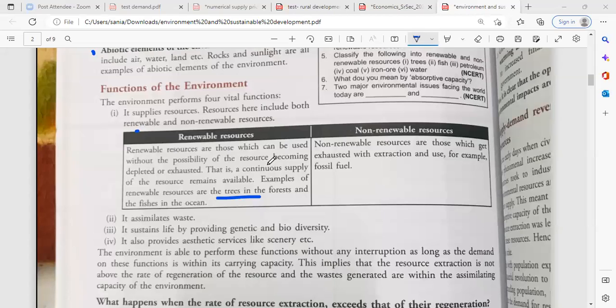For trees, for example, you are cutting trees and somewhere you are growing them, so there is a balance. But for fossil fuels, it takes millions of years to form. So no matter whether you are using the fossil fuel in a good way, in a large amount, you cannot easily renew them. That's why they are non-renewable. But the resources which you can easily renew are renewable resources. Clear? Okay. Yes.